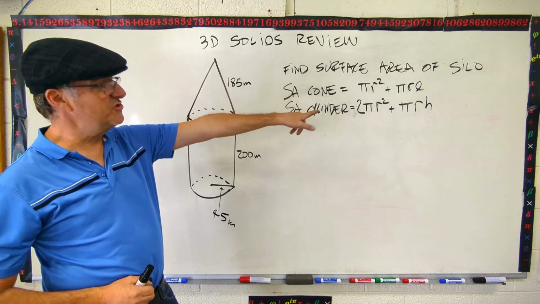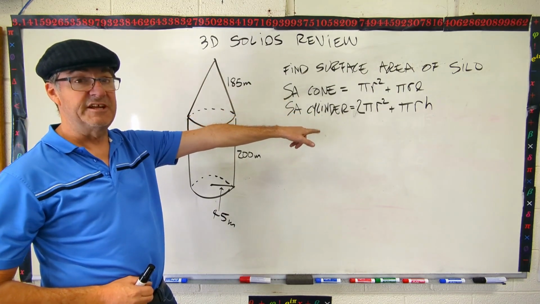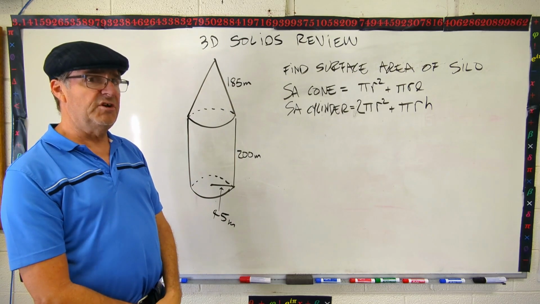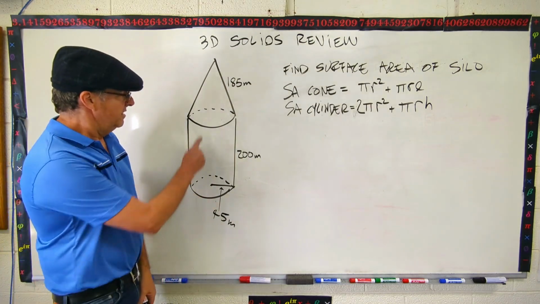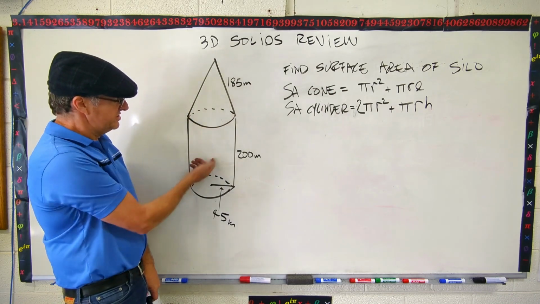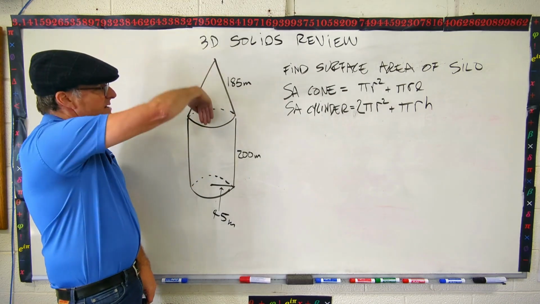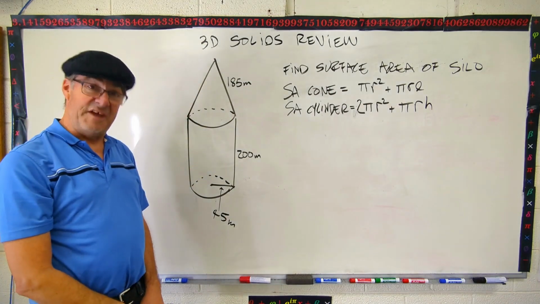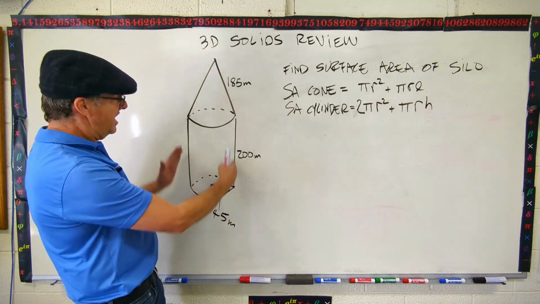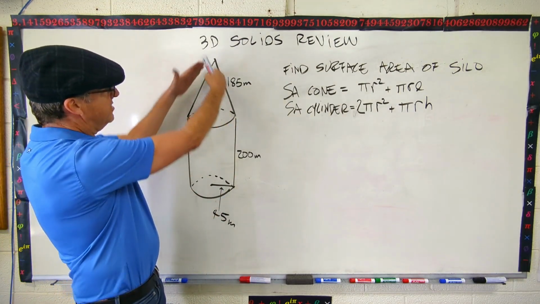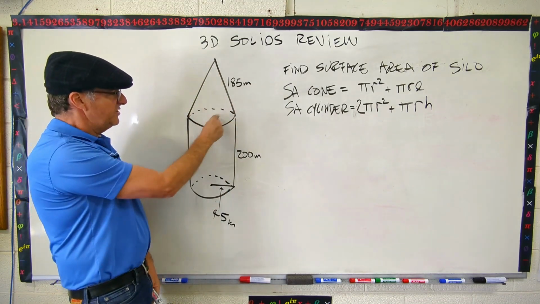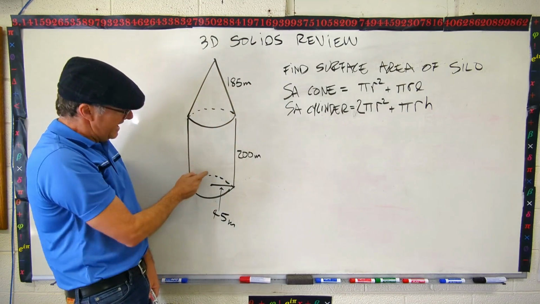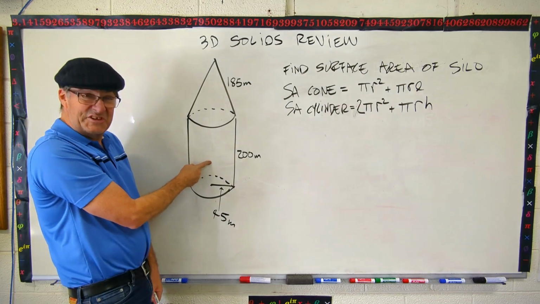However, we need to do something to that before we start calculating. Pause the video and think real hard. Okay, check it out. This base, which is the top of the cylinder and the bottom of the cone, is not there. Okay? The silo stops here and then goes to a point. So the cylinder stops and then we have the cone beginning. But there's no base for the cone and there's no base for the cylinder.